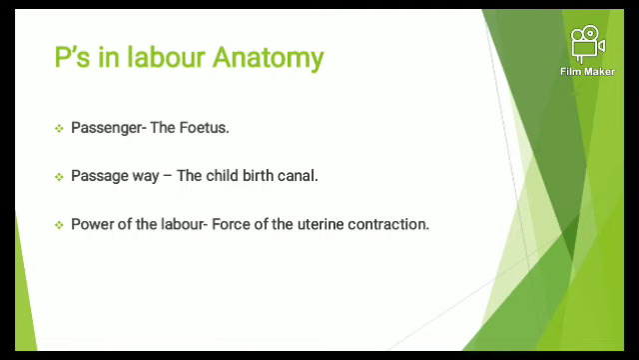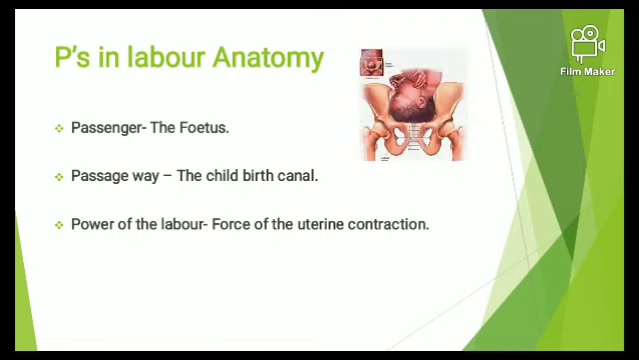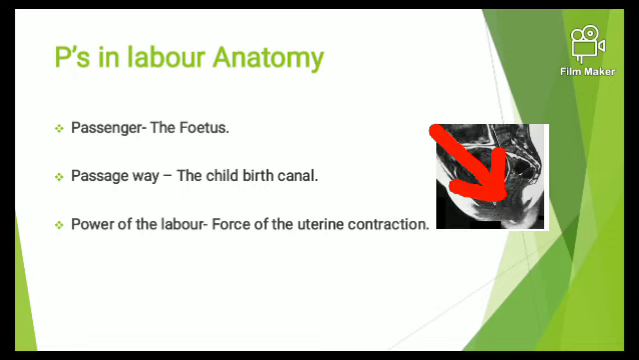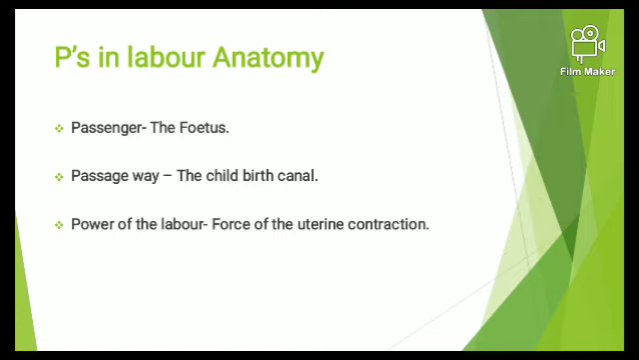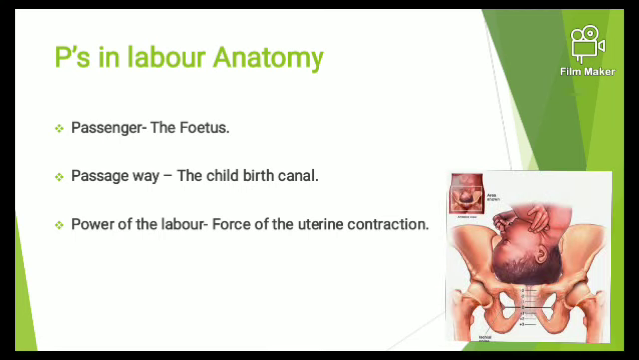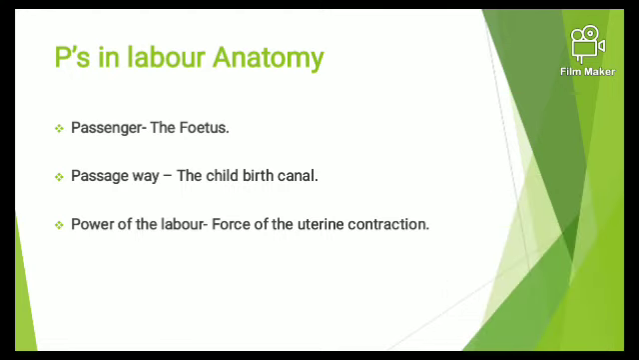Next, in our pelvimetric anatomy, our three P's will be working for three reasons. One is passenger. Who is the passenger? The fetus. Next is the pathway. What is the pathway? The birth canal we will look for. Next is the power of the labor, that is how much force a female has to apply to contract her uterus for the birth. All these things collectively we will record in the pelvimetric measurement.